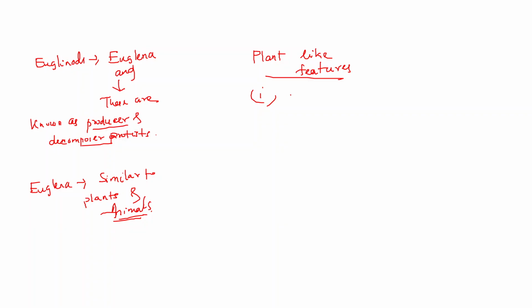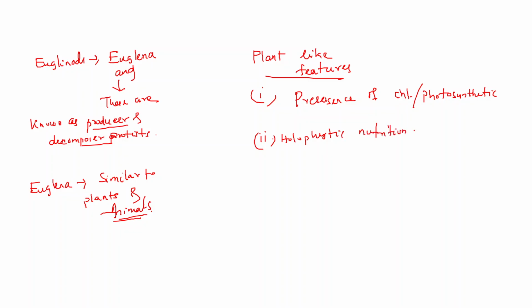Plant-like features mean the presence of chloroplast, or photosynthetic nature. The second plant-like feature is holophytic nutrition. Holophytic nutrition means they produce their own food, like plant-like nutrition.